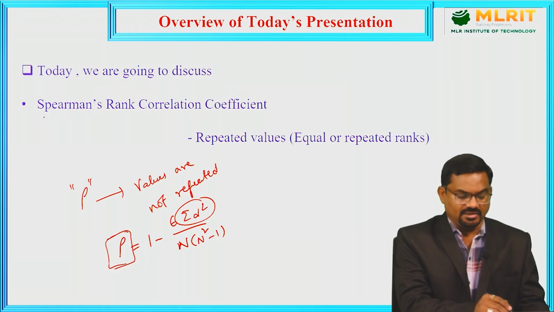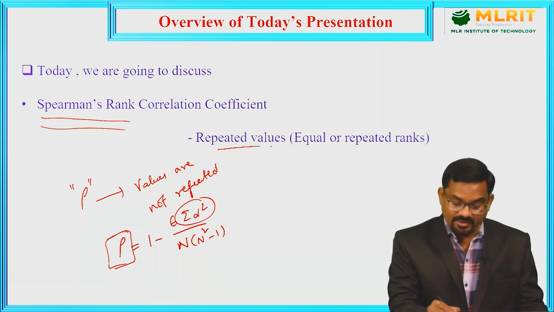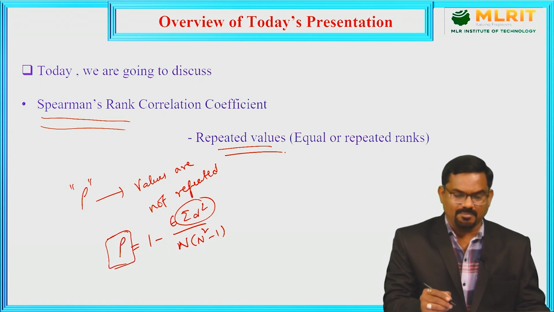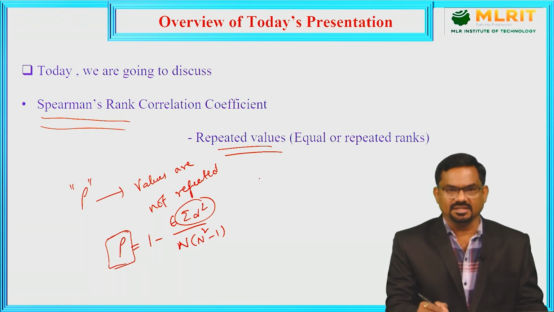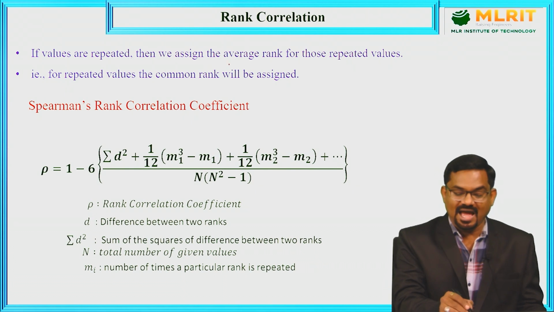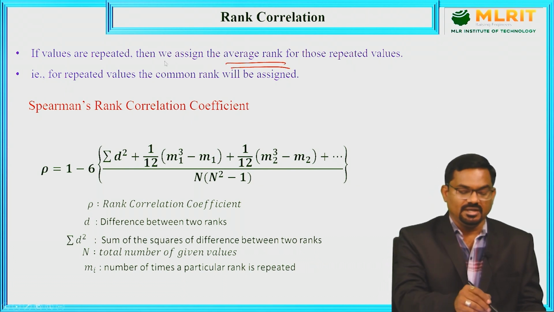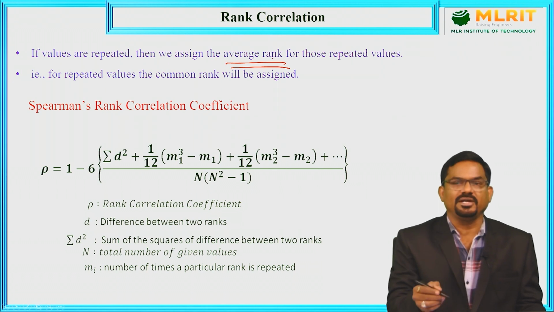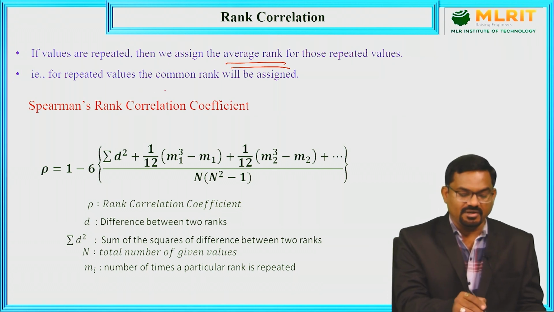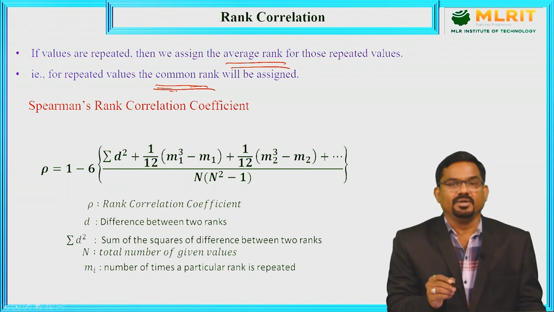In today's presentation, I am going to find the Spearman's rank correlation coefficient for repeated values. So, if some of the values are repeated, then how to assign the rank and how to find the rank correlation coefficient, that we are going to discuss. If values are repeated, then we assign the average rank for those repeated values. So, the main point is we assign average rank to the repeated values. That means for repeated values, a common rank will be assigned.